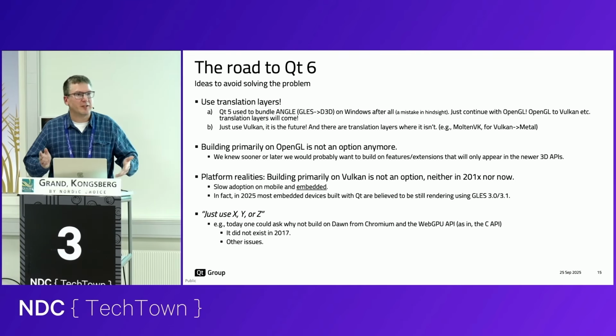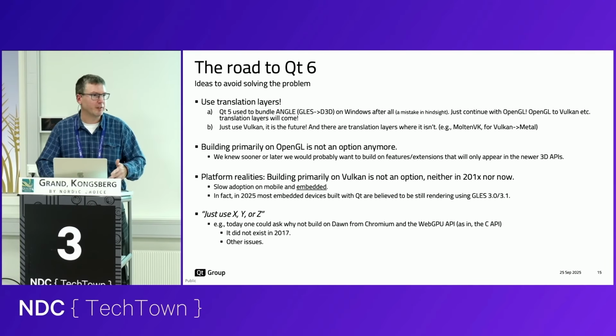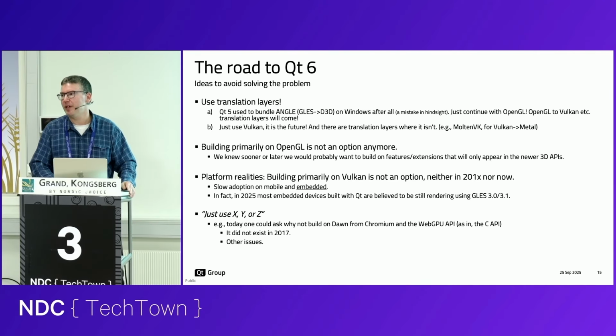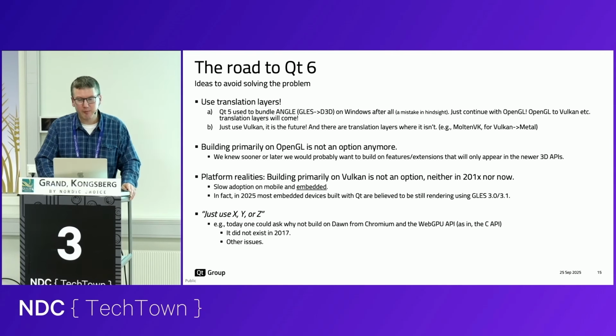Again, this was not really a viable choice because of the slow adoption. If you think of the mobile and embedded space, Vulkan isn't really replacing OpenGL ES that quickly. Even today, although I'm not going to back this up with data, I think most generally embedded devices built with Qt are rendering with an OpenGL ES 3 or 3.1 implementation, which is telling that things are moving a bit slowly. So it really could have been not a good idea to jump in and build everything directly on Vulkan in Qt.